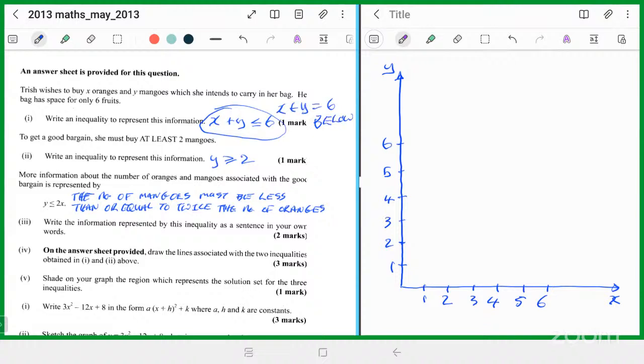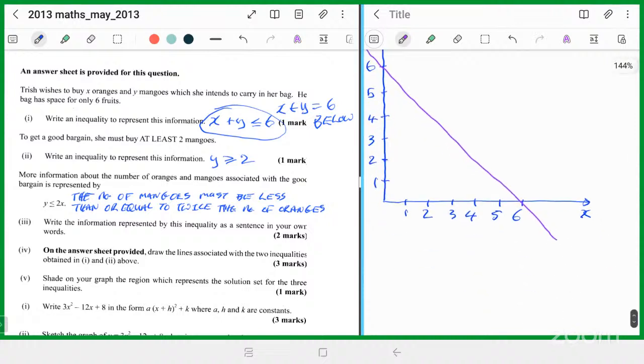When you draw the line x plus y equals 6, the line crosses the y axis at 6 and crosses the x axis at 6. You want to draw the straight line crossing through those two points. You go like that. This is x plus y equals 6.